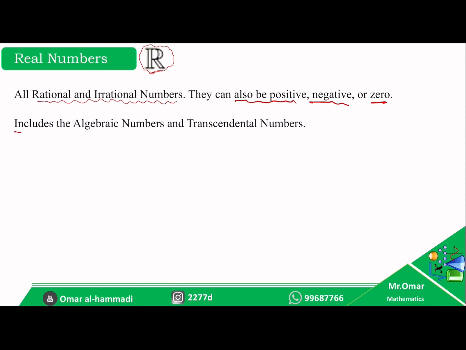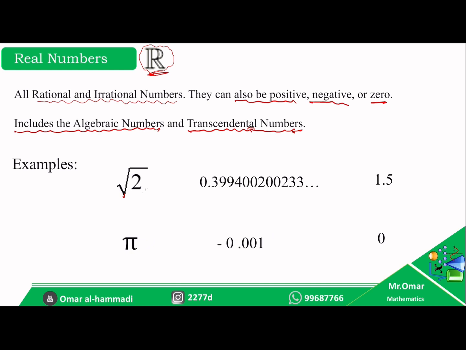It includes the algebraic numbers and the transcendental numbers. So the real numbers contain the whole set, for example the square root of 2 and all of these examples. This is the big one, the big set.